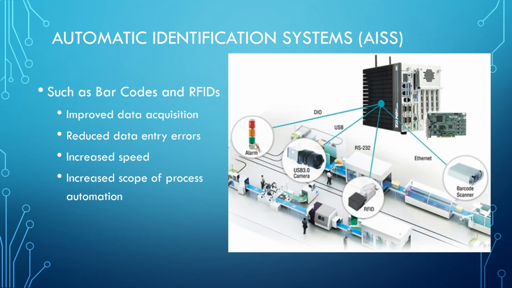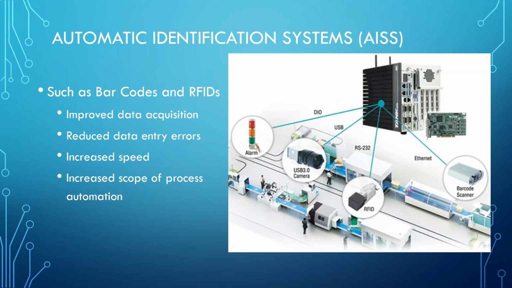Automatic identification systems, and the use of radio frequency IDs, improved data acquisition and reduced data entry errors. Since all items can be scanned electronically by the system, that increased the speed of item tracking and the ability to improve many processes.